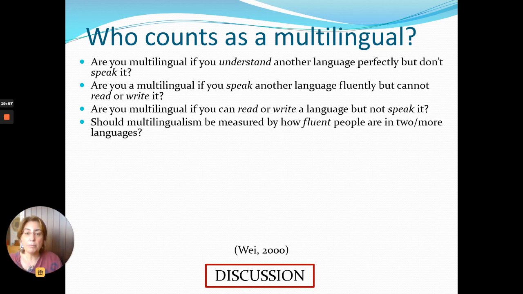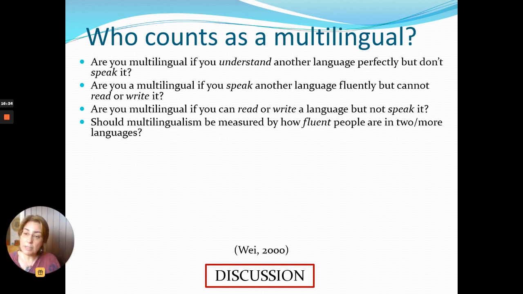Should multilingualism be measured by how fluent people are in one or two more languages, or as many as they have? How fluent people are. If you're speaking a language and you are having hesitations all the time and you are not finishing your sentences in that particular language and you are in another language, for example, are you still multilingual in the one that you're having a little bit more difficulty expressing yourself in?